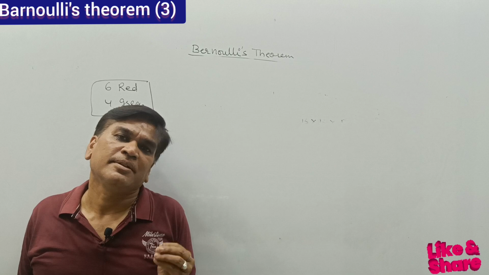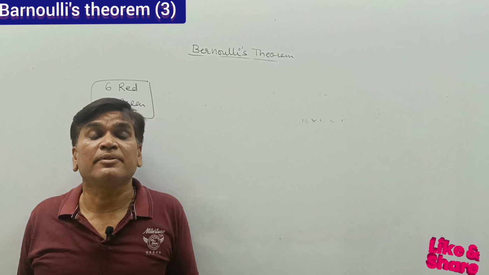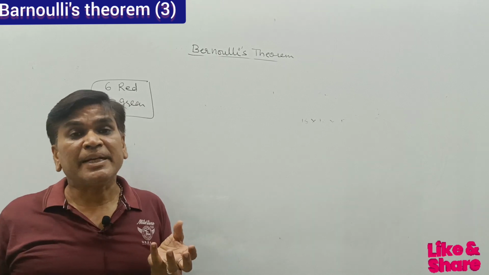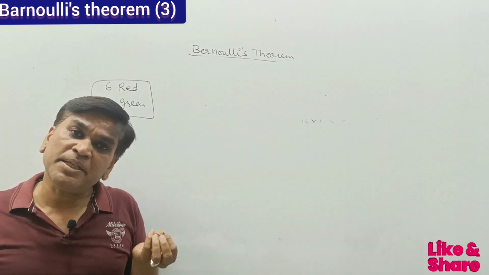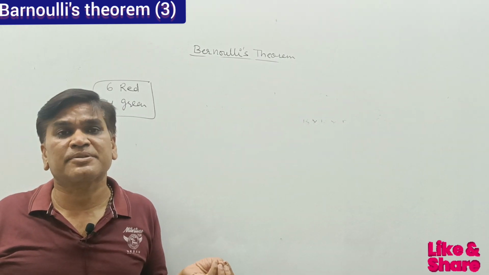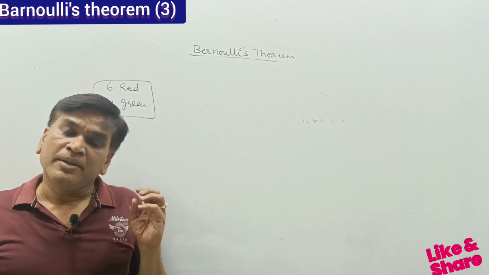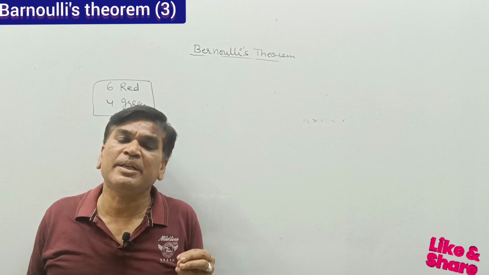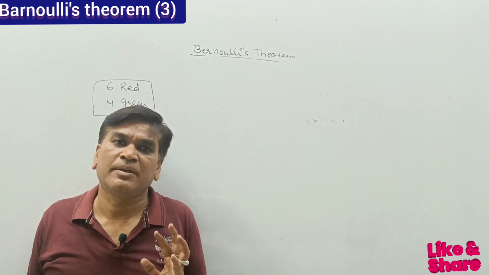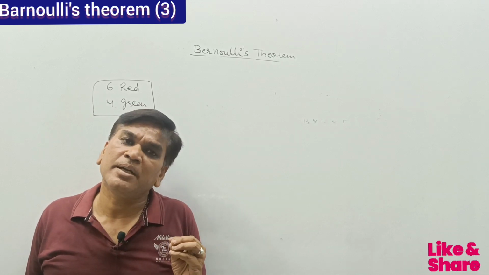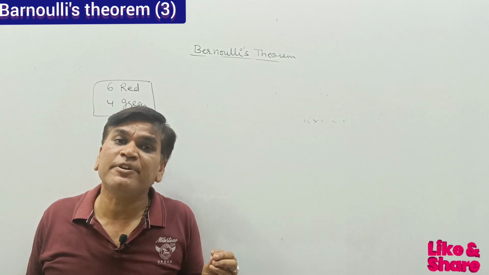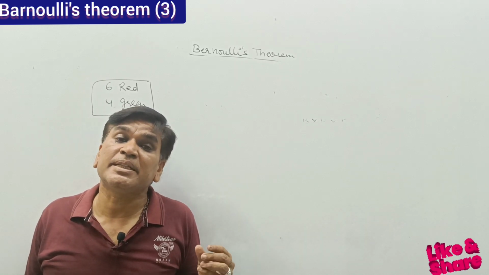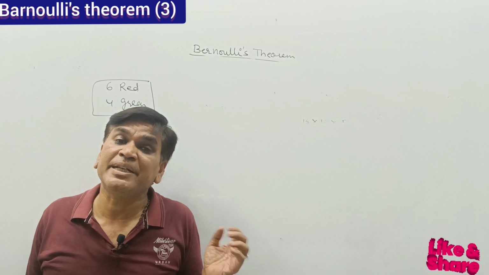Again I am asking, you first listen to what the question is asking. It's very important. You should learn the language of the question, then you can solve the probability, otherwise you cannot solve the probability. One bag contains 6 red balls and 4 green balls. 4 balls taken one by one without replacement. What is the probability that they will be having different color?